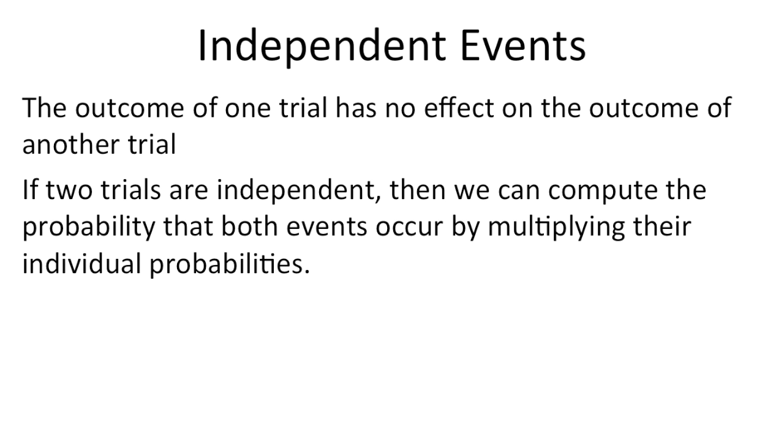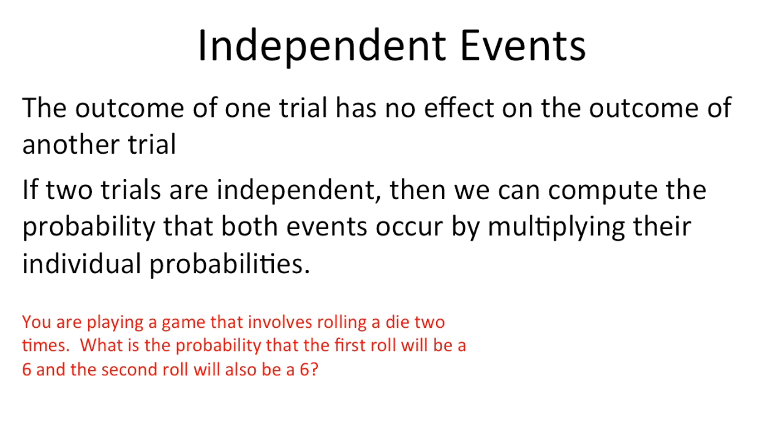Let's look at an example. You are playing a game that involves rolling a die 2 times. What is the probability that the first roll will be a 6 and the second roll will also be a 6? The probability of rolling a 6 on any one roll is 1 over 6.